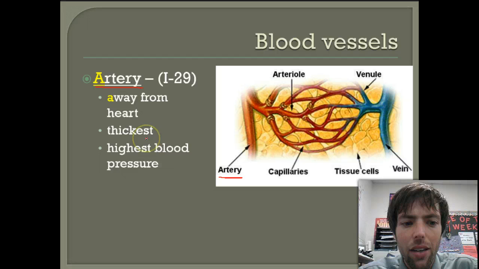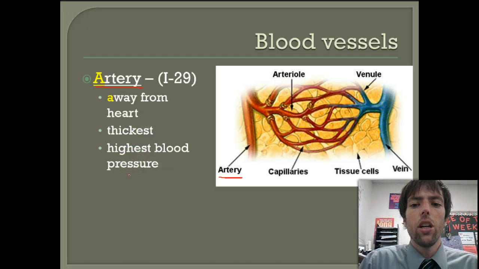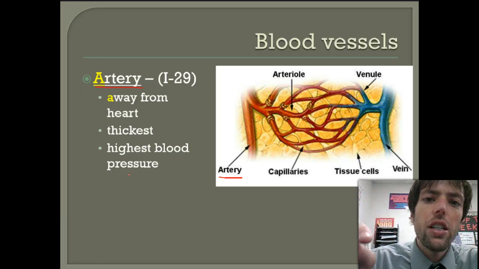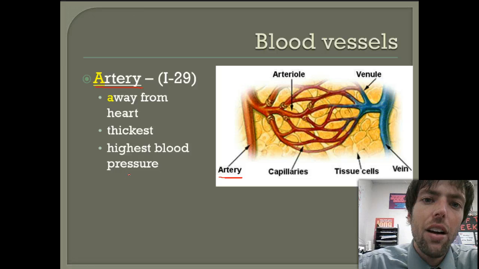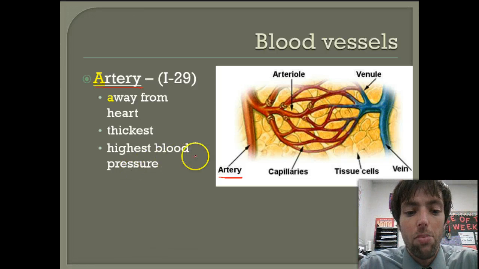It's one of the thickest blood vessels, and it has the highest blood pressure, because remember our heart, our blood went choo, choo, choo, choo, all through the body. Well, the arteries carry blood that just got squeezed out of the heart, so they have these really, really thick railings to keep your blood vessels from popping. So, yay, arteries, thick blood vessels.